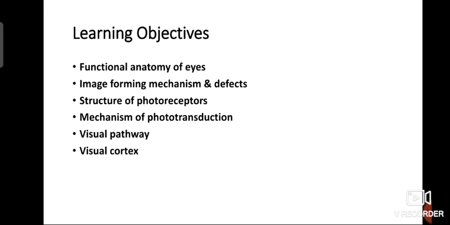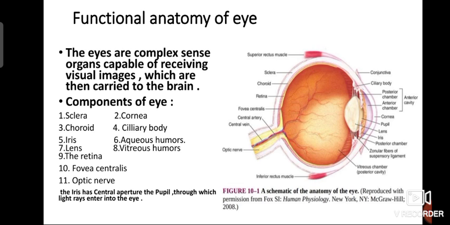Myself Shetakar, and today we are talking about vision. The learning objectives of this presentation are: first, functional anatomy of the eye, image forming mechanism and defects; structure of photoreceptor, mechanism of phototransduction and visual pathway; and finally the visual cortex. First we are talking about the functional anatomy of the eye.